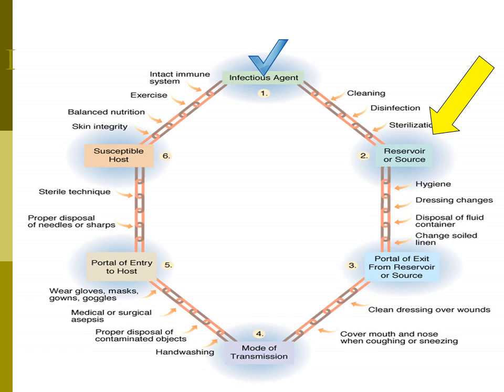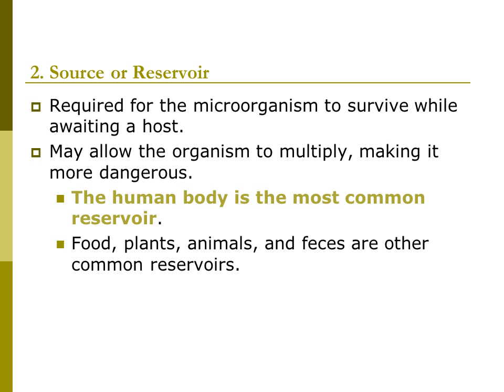The ideal temperature is between 68 and 109 degrees Fahrenheit. We just talked about the human body being the most common reservoir, and then we talked also about food, plants, animals, and feces as some other common reservoirs.